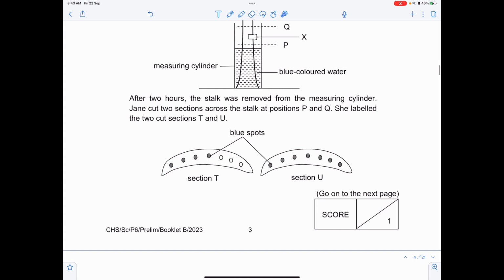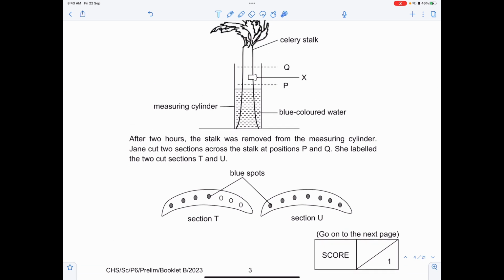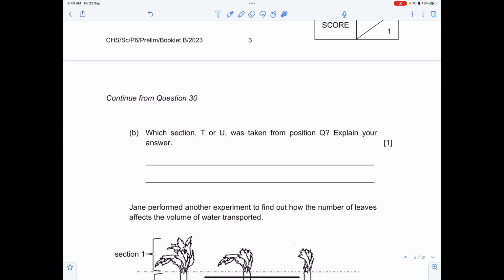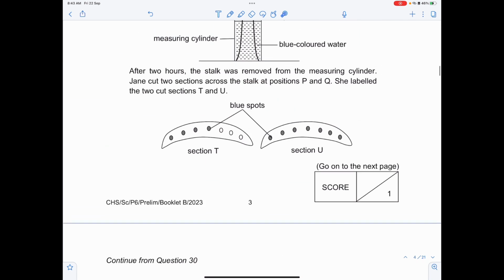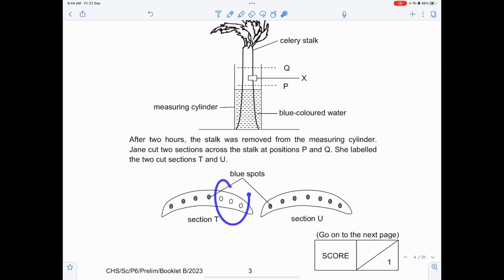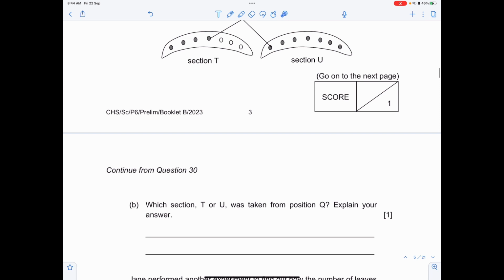Okay, so take a look at it. What do you see? Now, which section, T or U, was taken from Q? Explain your answer. Now, the answer would be T. Why? Because if you take a look at it, not all the parts are stained blue. So look at Q.